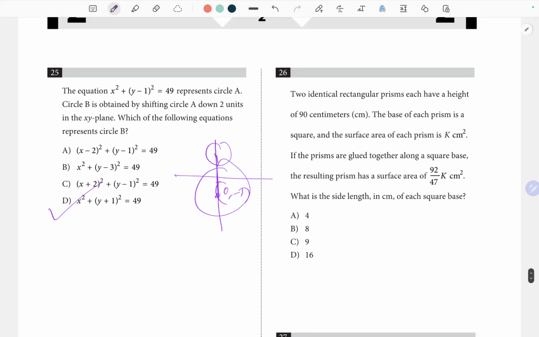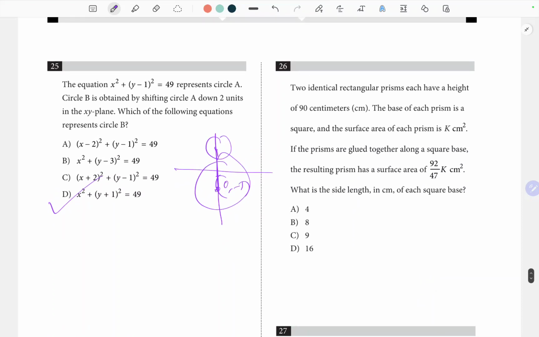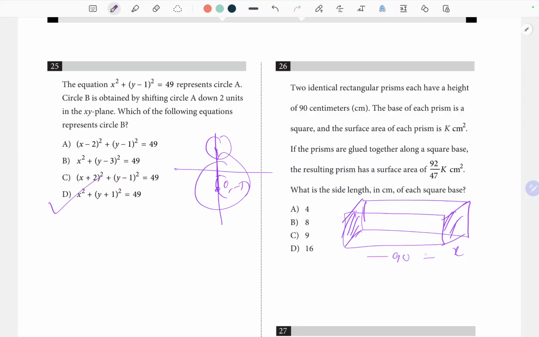Okay, now this question, that is two identical rectangular prisms, each have height 90 centimeter. The base of the prism is a square and the surface area of each prism is k. If the prisms are glued together along a square base, resulting prism has surface area. So let's draw one prism, 3D shape. This part is square, so I'm considering side length x and the height is 90 here.